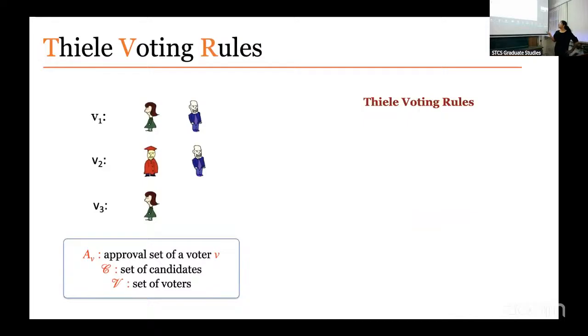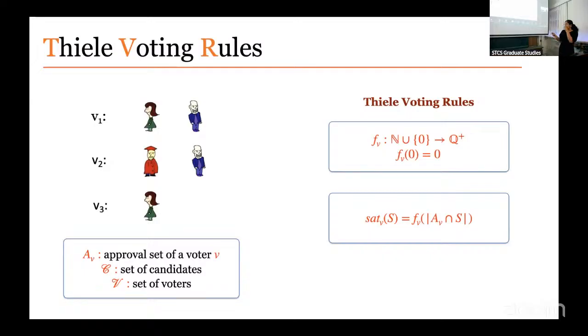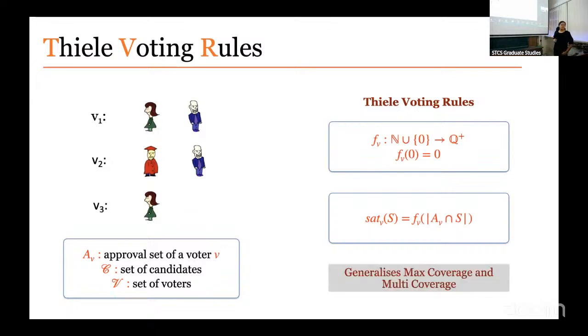So all this falls under the field of voting rules. We can define a function f which takes a number and goes to rational numbers, and 0 maps to 0. The satisfaction of S is given by f_V of AV intersection S. For example, in the case of the Chamberlin Courant rule, f_V of AV intersection S is 1 if this is non-zero, and for 0, it is 0. Similarly, we can define everything. So we know that at least this class of voting rules generalizes max coverage and multi coverage.